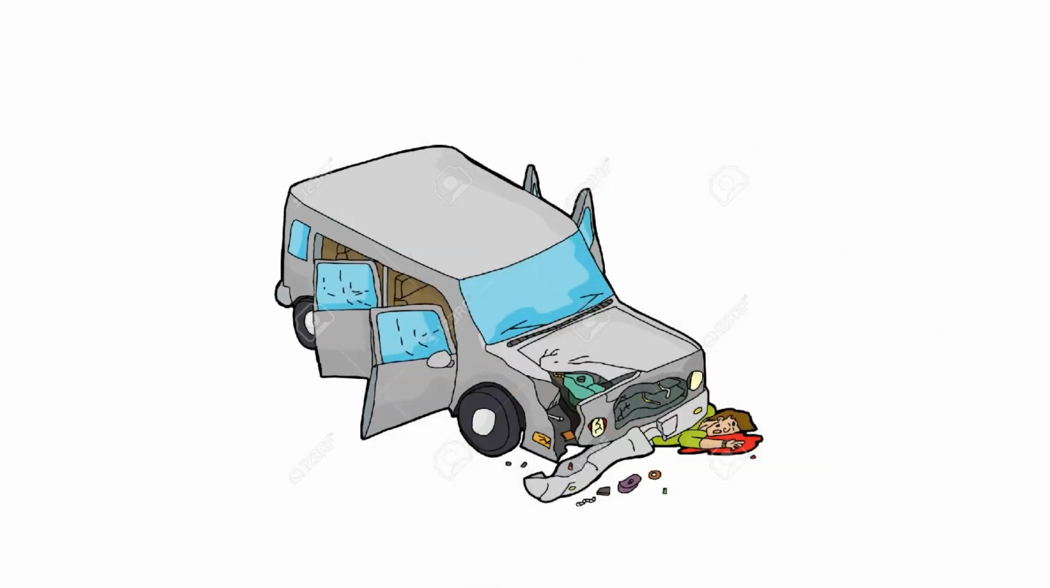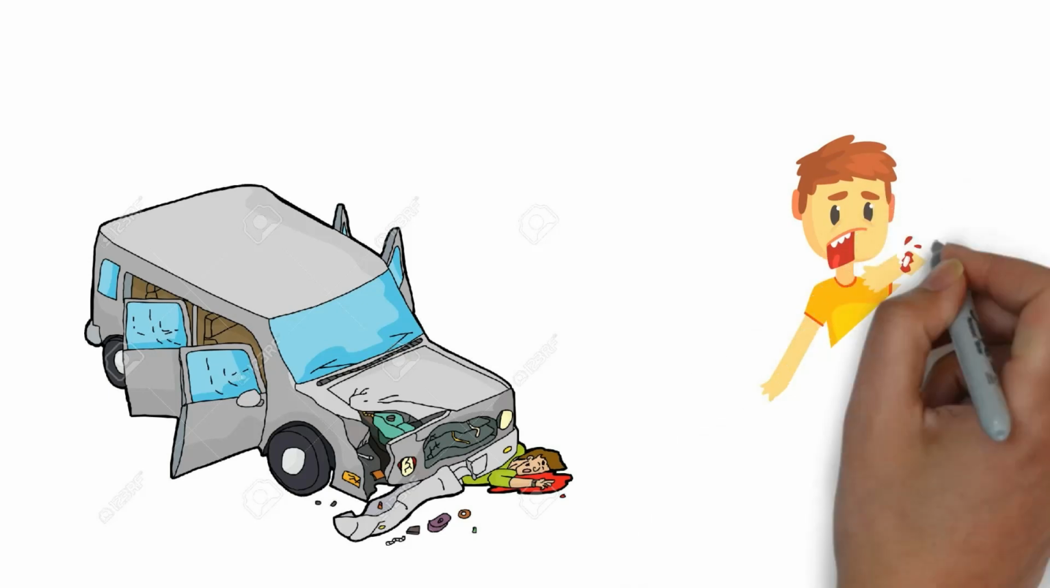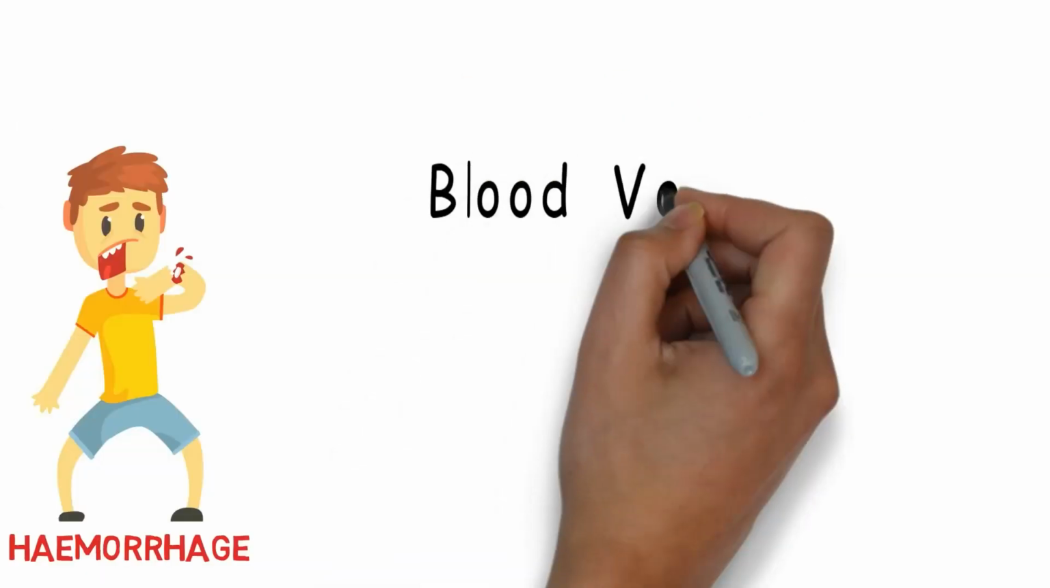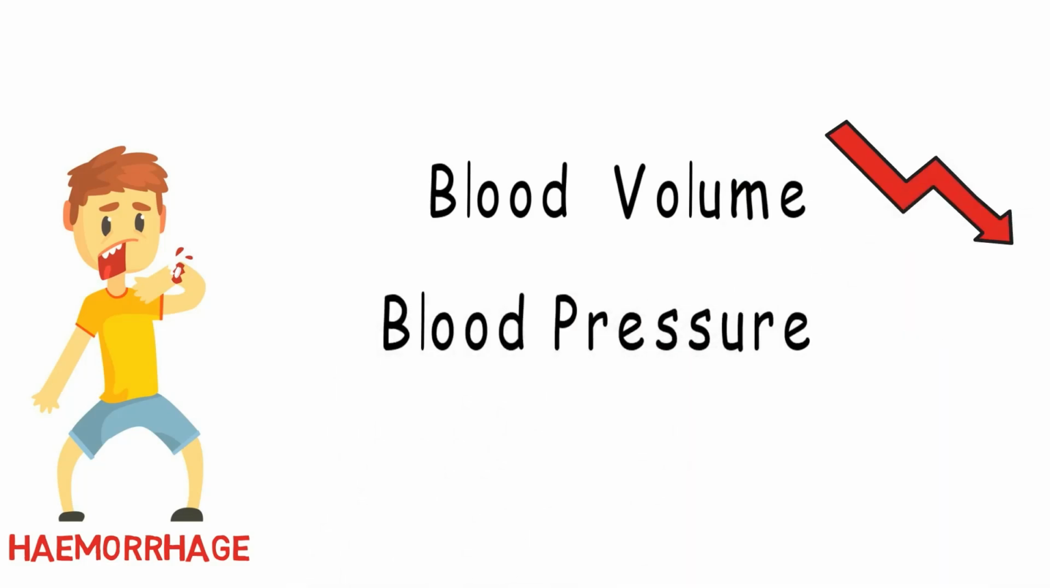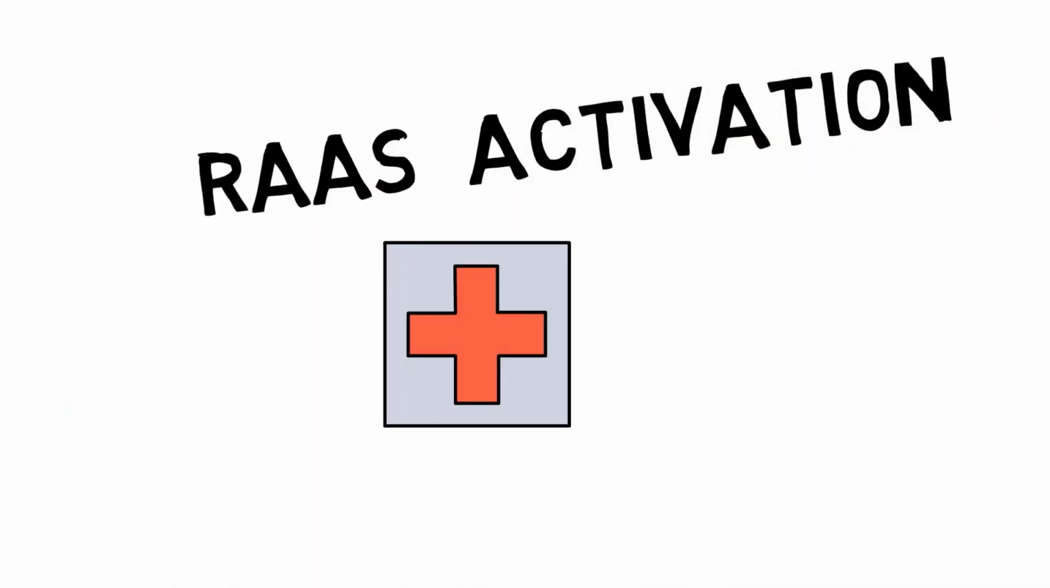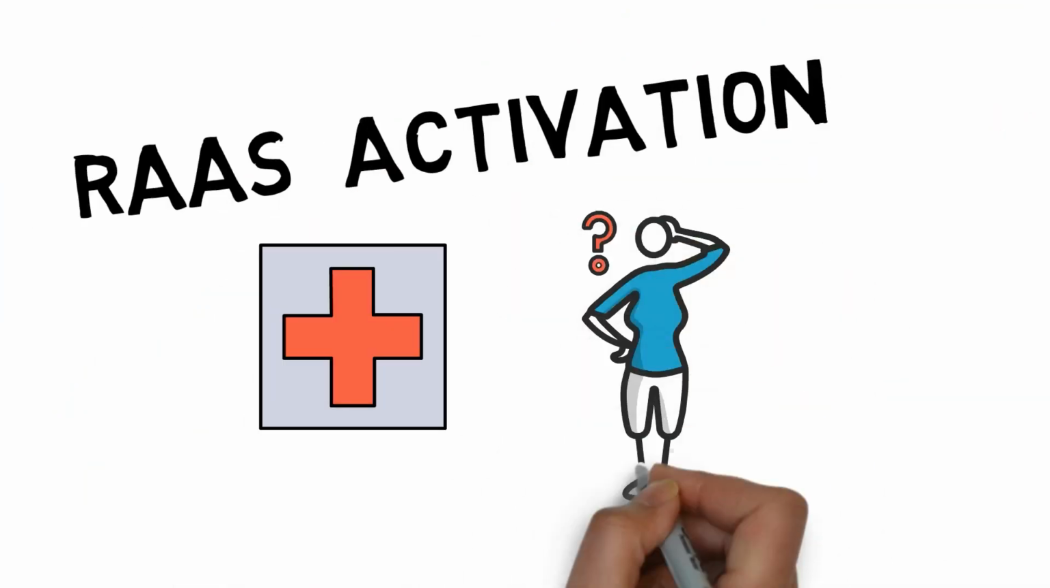For proper understanding, let's guess somehow our patient had an accident and he had some blood loss. Due to this hemorrhage, his blood volume is going down along with his blood pressure. Now, to save this patient, our renin angiotensin system can get activated in multiple ways.